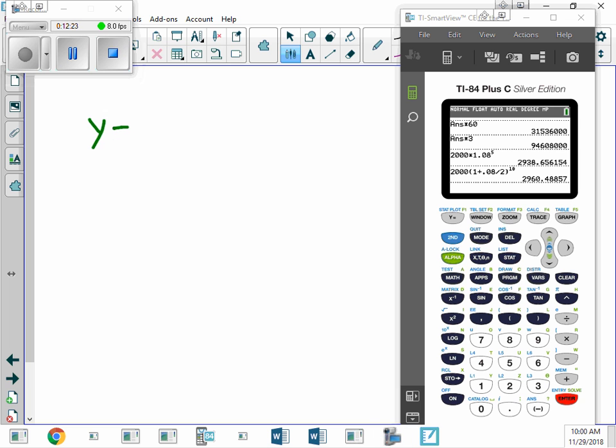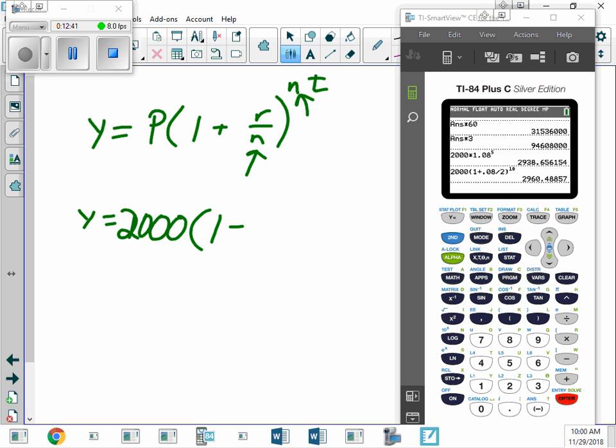So I have y equals p times 1 plus the rate over n, raised to the nt. So I want to plug in infinity right here and right here. And I get y equals, we did 2,000 times 1 plus 0.08 divided by infinity raised to the infinity times t. Well, what is 0.08 divided by infinity? If you take 0.08 and you cut it into an infinite number of pieces, how wide is each piece? Tiny. In fact, it's so tiny, it's actually 0.